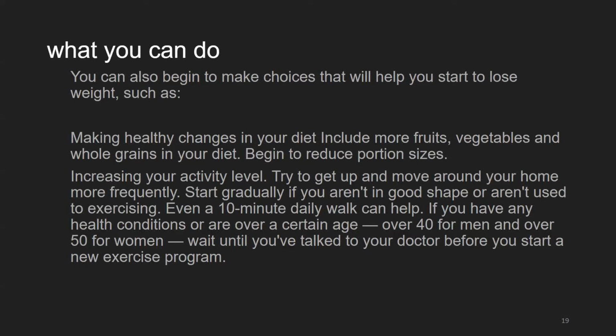If you have any health conditions or are over a certain age, over 40 for men and over 50 for women, wait until you talk to your doctor before you start a new exercise program. To me, this was one of the best slides in the whole presentation, because that could be challenging to people if you're big. I've been big, I've been slim, I've been big, so I know how it feels to be different. But the challenges of even trying to exercise when you can't do a push-up, try just to get down and see if you can hold yourself up. It's the small challenges that lead to the greater accomplishments later.